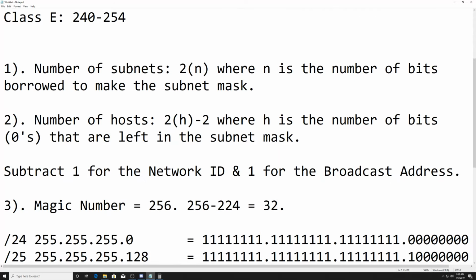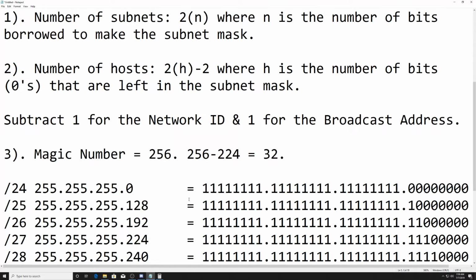And we have a third one too, called the magic number. The magic number is 256. And this can make things easier to let you know how many to get to the next network.